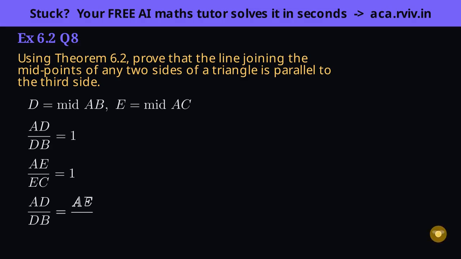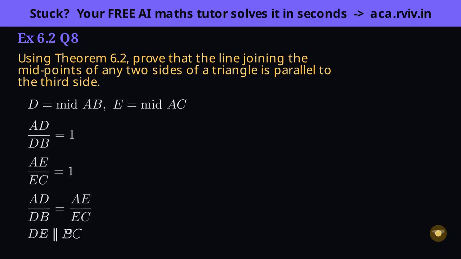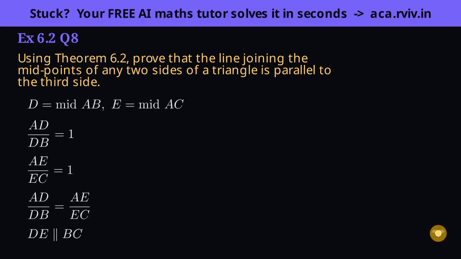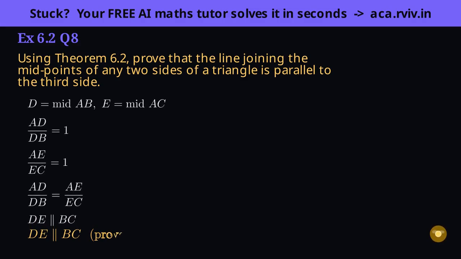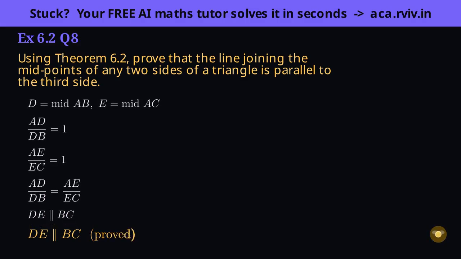DE divides AB and AC in the same ratio. By the converse, Theorem 6.2, DE must be parallel to BC. Insight: two midpoints give two ratios of 1, and equal ratios are precisely what the converse needs.